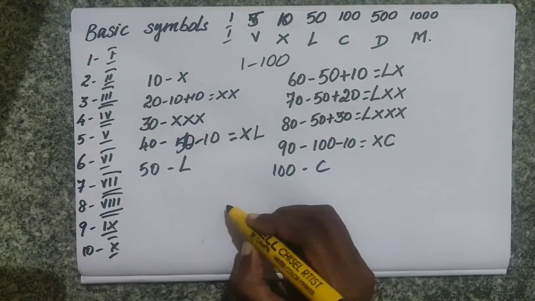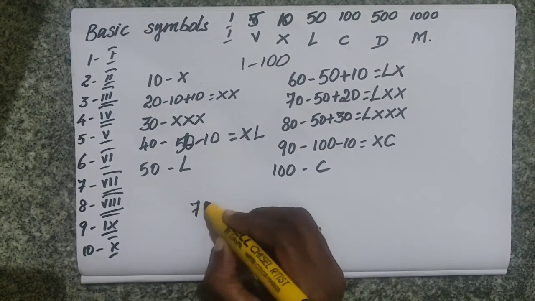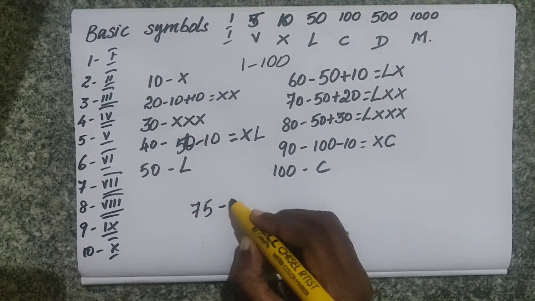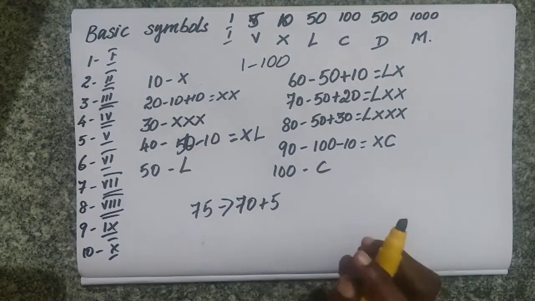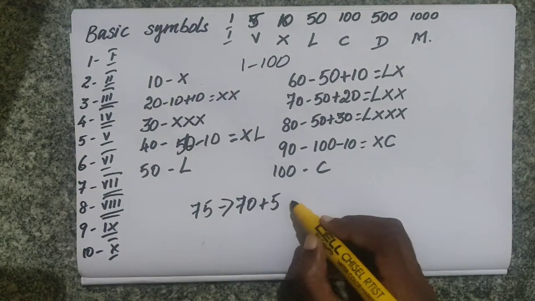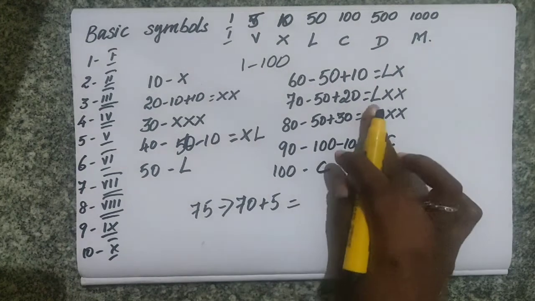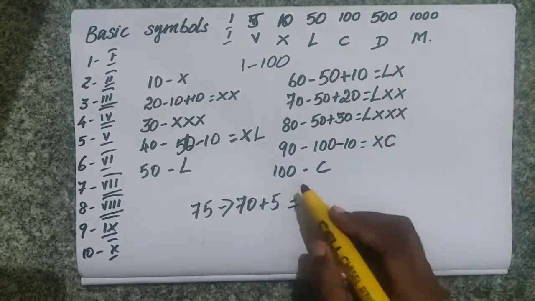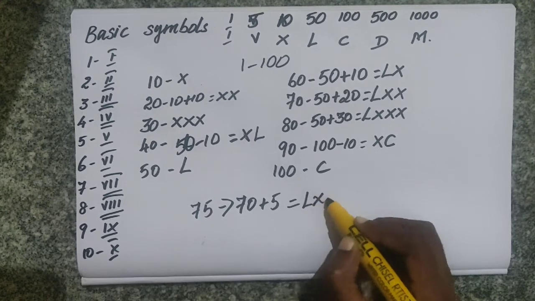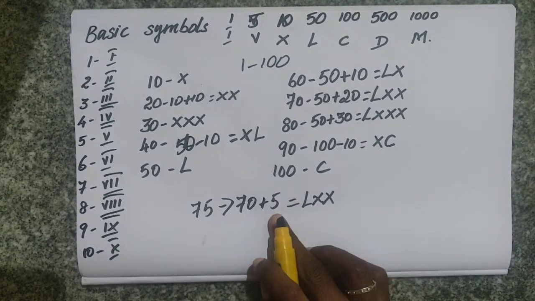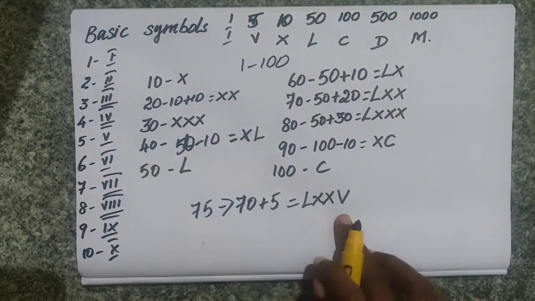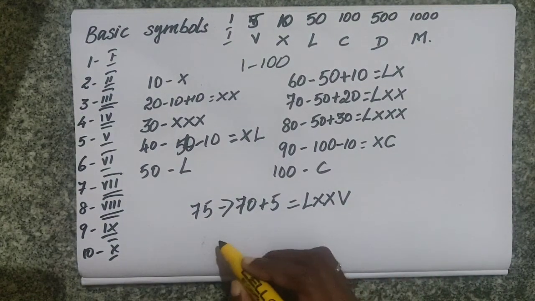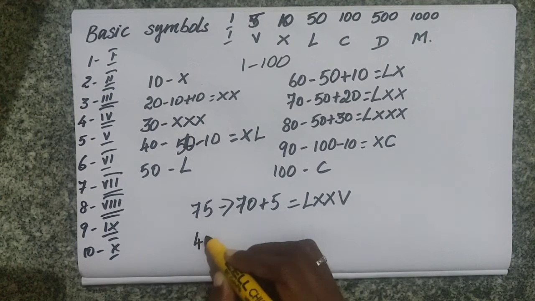Suppose you are going to write 75. How can you write it? 70 plus 5. So what is it for 70? We write LXX. So 70 is LXX, and for 5 it is V. So this is 75.